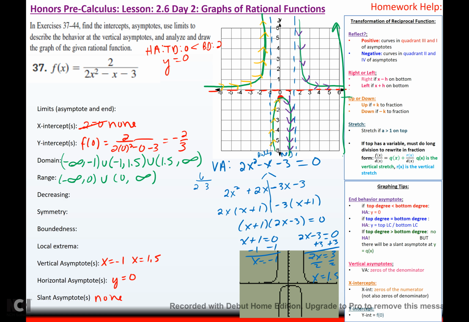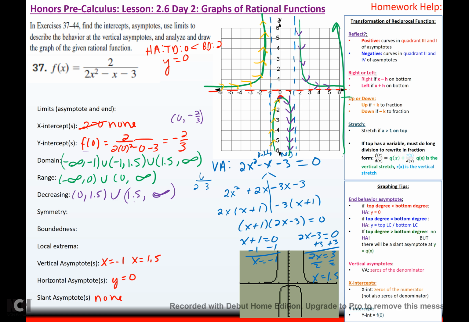So to get those intervals, okay, this ordered pair right here, my y-intercept was (0, -2/3). So at 0, it's going to start to decrease until it gets to this asymptote, which is 1.5, and then union from 1.5 to infinity. It's also decreasing. Okay, your increasing would be negative infinity to negative 1 and negative 1 to 0.